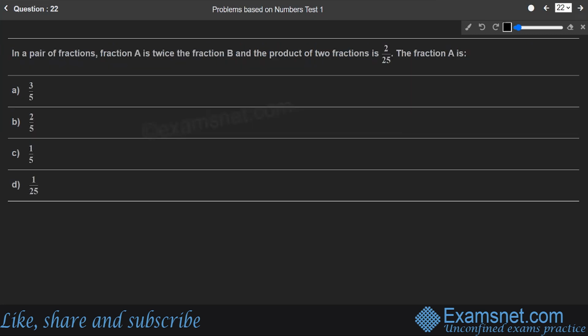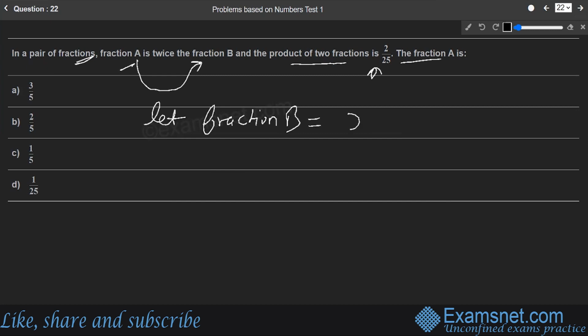Now, in a pair of fractions, fraction A is twice the fraction B, and the product of the two fractions is 2 by 25. Then the fraction A is. As the conditions are given, we'll have to assume one of the fractions and then the other fraction can be related. He says fraction A is twice the fraction B. So we'll assume the fraction B as the reference. Let the fraction B be x. Then what will be the fraction A? Since fraction A is twice the fraction B, it's going to be 2x.